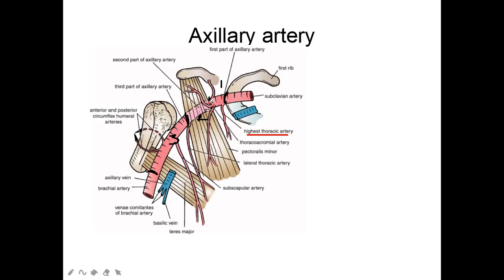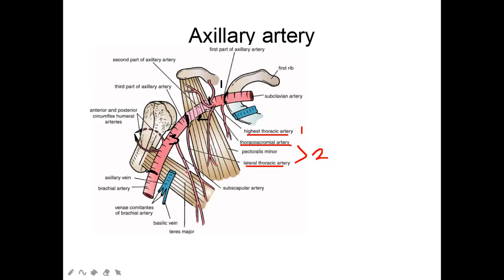Then the second part gives off two vessels, which are the thoracoacromial, right? So thoracoacromial gives thoracic branches and acromial branches. That's why it's called the thoracoacromial. And then the lateral thoracic artery, right? So these ones are coming from the second part. This one is from the first part, right?